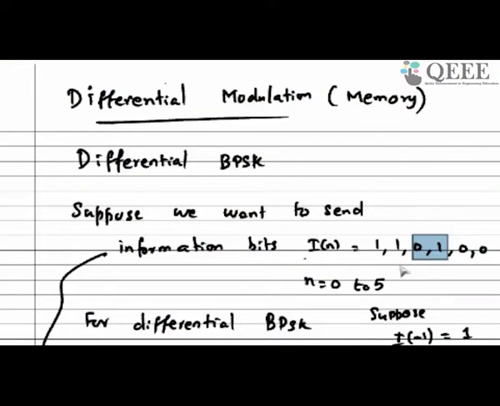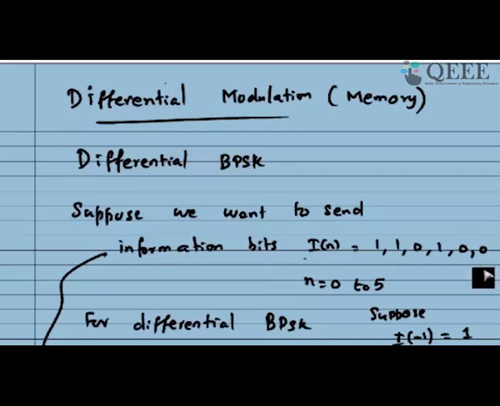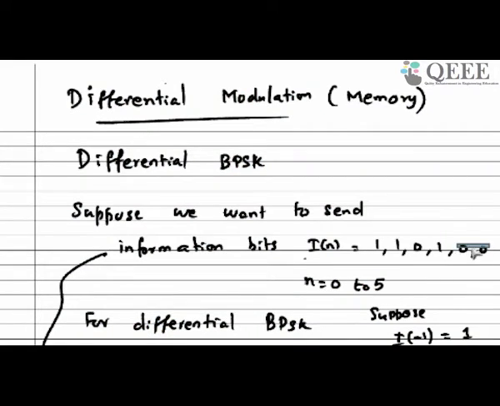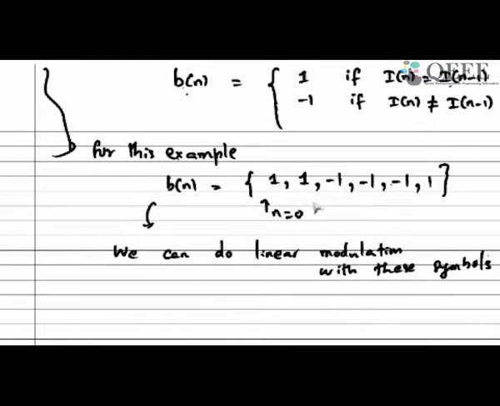Similarly, next one is also different. So 0 and 1. So I will send minus 1. So next one is 1 and 0. So this is also different. So I will send minus 1. And then finally I get 0, 0, which is same. So I get 1. So for this particular example, I will be sending 1, 1, minus 1, minus 1, minus 1 and 1. Okay, so this is the symbol.